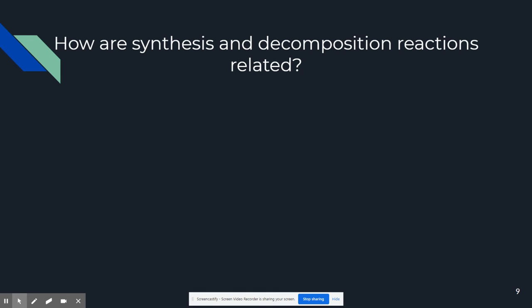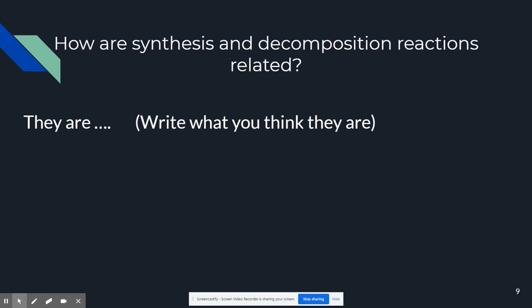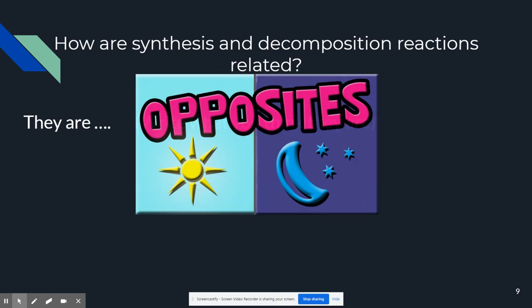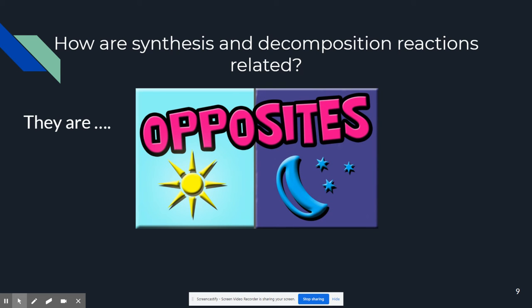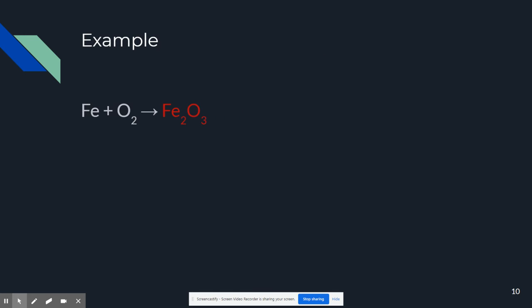So how can they be related? Well, they are, right, what do you think? Opposites. They're opposites. Example, Fe plus O2 goes to Fe2O3, or Fe2O3 goes to Fe plus O2.